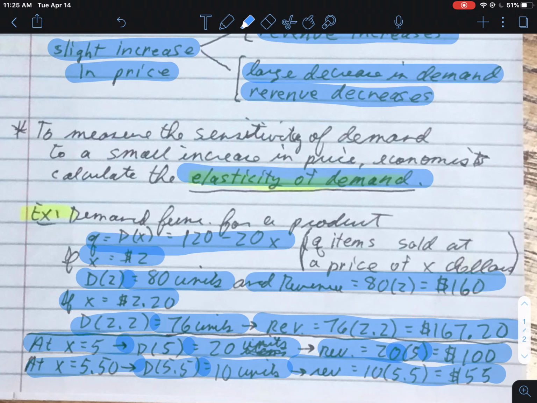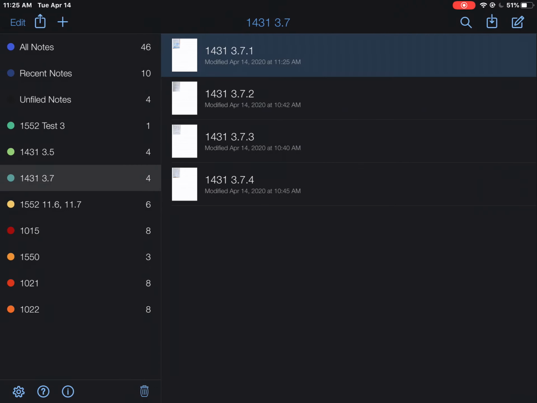But I could also get a decrease in revenue. And we're interested in, okay, well, where's the profit? Where's the price that would give us the maximum revenue? All right? Like I said, I called it the sweet spot. Where's my sweet spot in price?